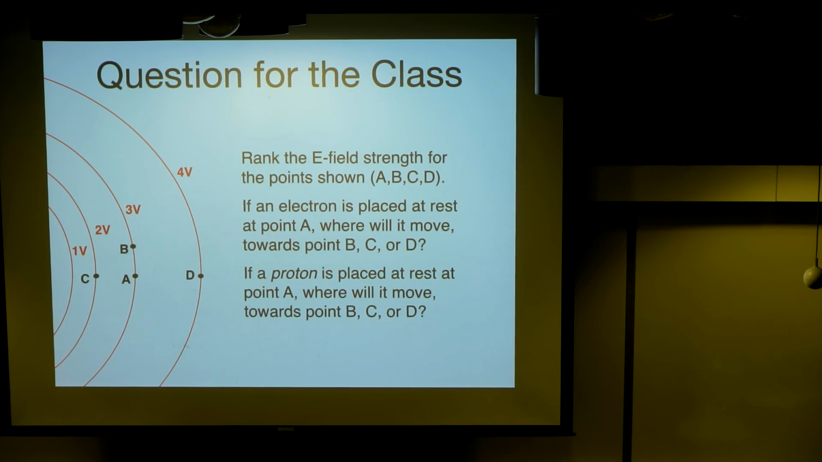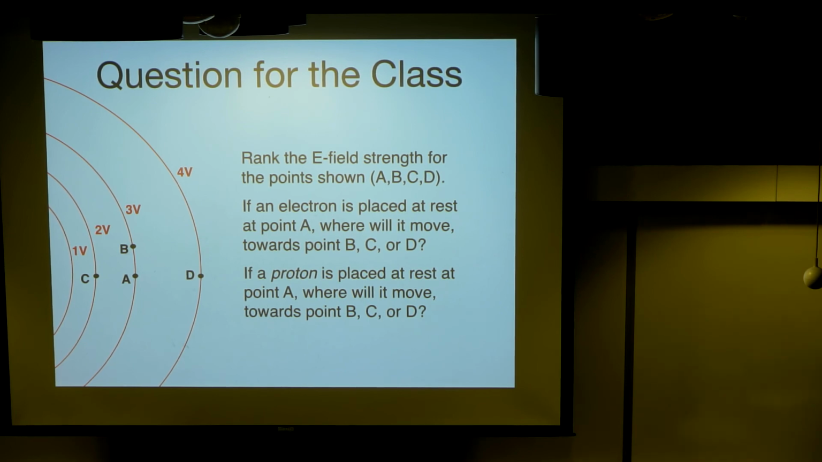Okay, here's a question for you. We have equipotential lines at 1 volt, 2 volts, 3 volts, 4 volts, like this, shown in red. And then I have points A, B, C, D. I want you to figure out how to rank those points in terms of the strength of the E field. So where is it strongest, where is it the weakest? So let's just do that real quick. Where is the E field going to be the strongest?